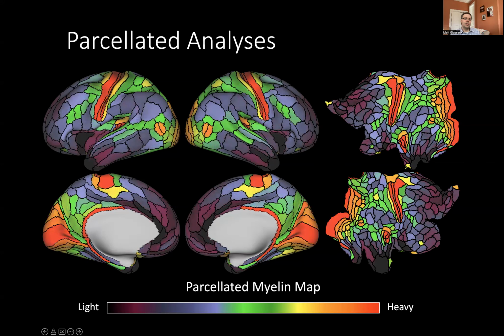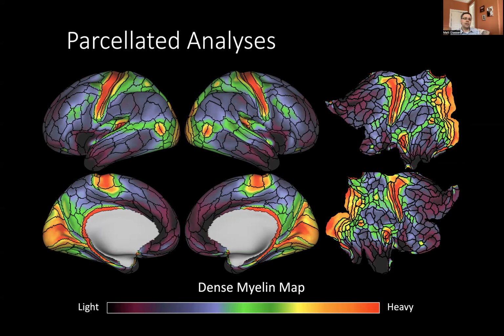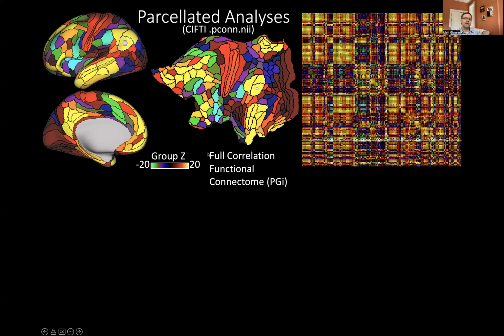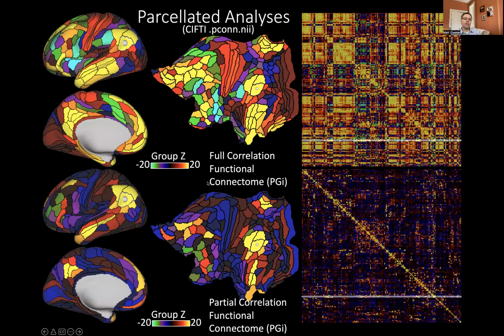And if we just flip between these two, we can see that the pattern is really quite similar. We haven't lost very much information despite decreasing the size of our data, the number of statistical tests, enormously by 2 orders of magnitude. You can do a parcellated analysis with functional connectivity. Here's a full correlation analysis on the left inferior parietal cortex showing the default mode network. Partial correlation is a sparser analysis, but it still shows the default mode network very nicely.